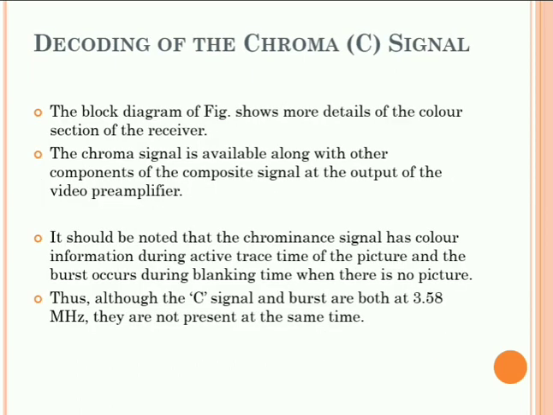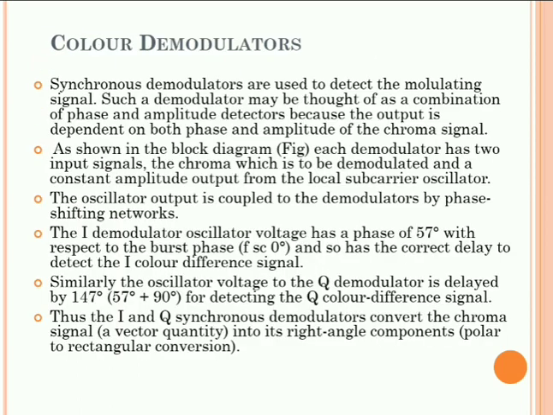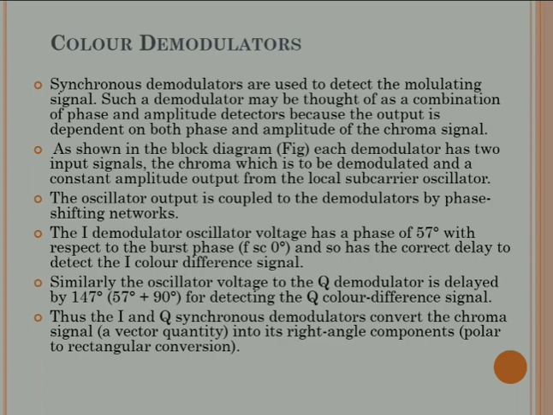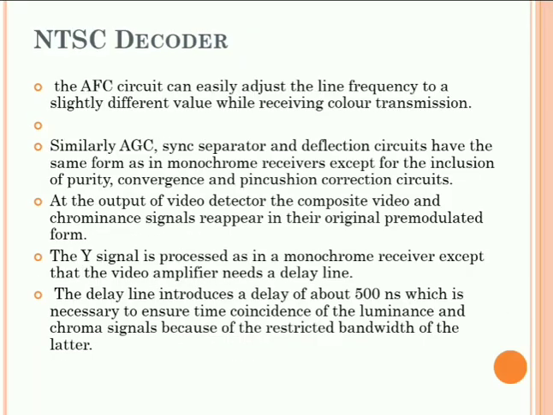Now let us see the next point, color demodulators. As we have seen, there are two color demodulators, the I demodulator and the Q demodulator. We will see them in the diagram.